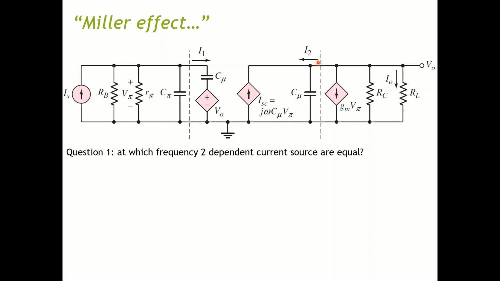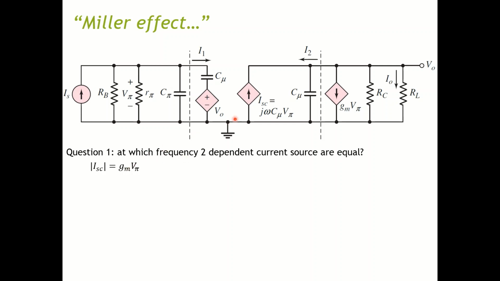So there's a couple of questions we need to answer in here. The first question is, let's say we need to find at which frequency these two dependent sources will be equal to each other. Because I want to compare these two sources first. I want to see if they are equal to each other, what frequency will make that happen.